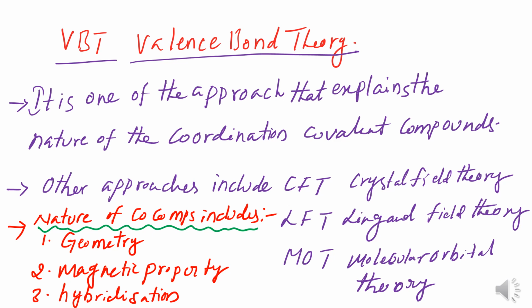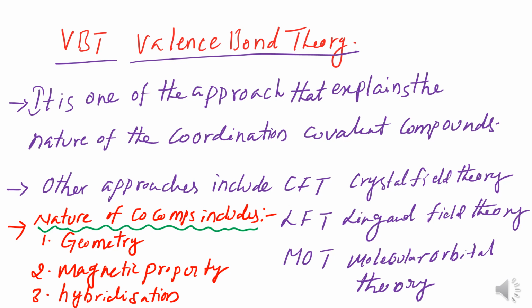So VBT, Valence Bond Theory. You see, it is one of the approaches to explain the nature of the coordination covalent compounds and their bonds. So what are the other approaches we have to explain the nature of the bond present in coordination compounds? Here we have crystal field theory, ligand field theory, LFT, and MOT, molecular orbital theory.